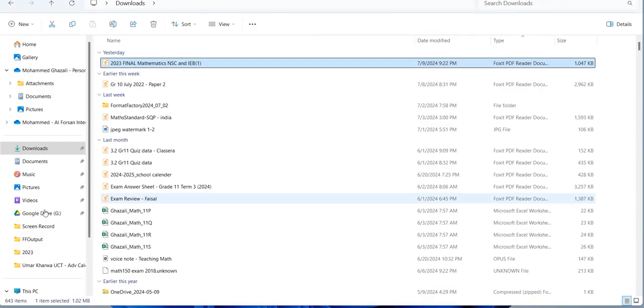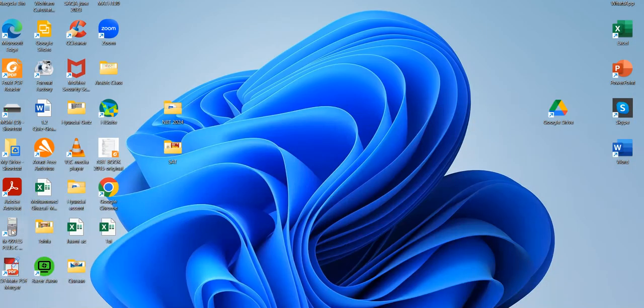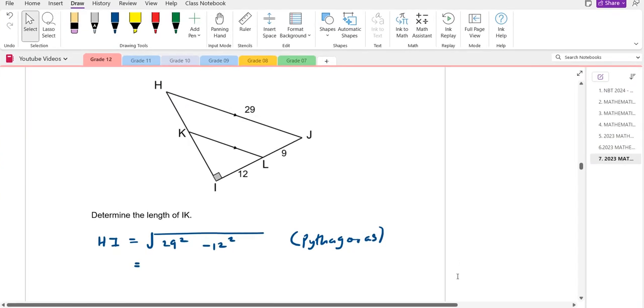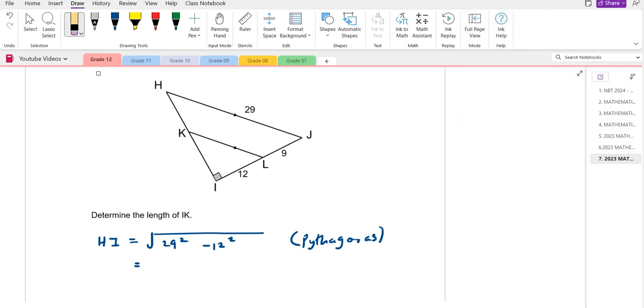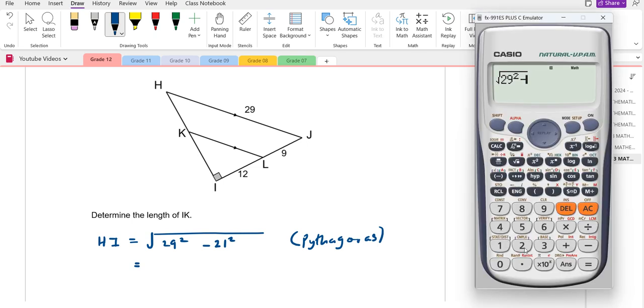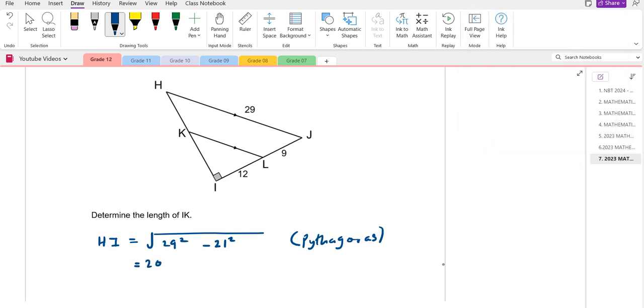Let's pop the calculator. Right, so what do we have? Square root of 29 squared minus, not 12, 12 plus 9 is 21, should be the entire distance. Why did I say 12? Should be 21. 12 plus 9, right? Minus 21 squared, which is equal to 20. Right, so now we know HI is 20.